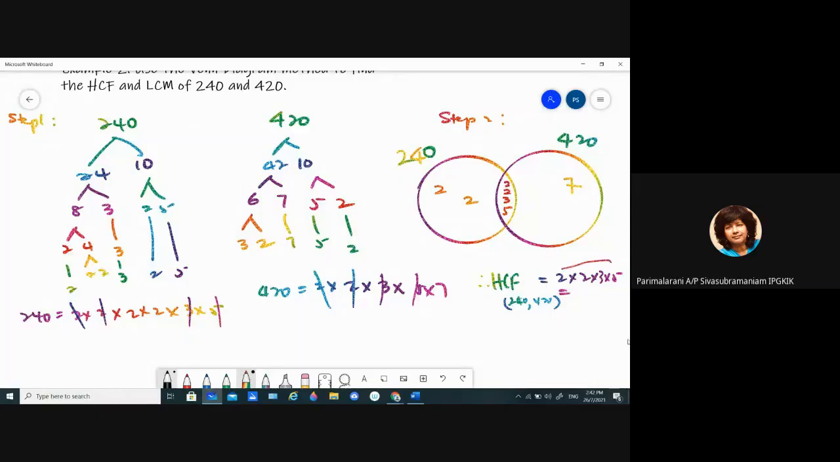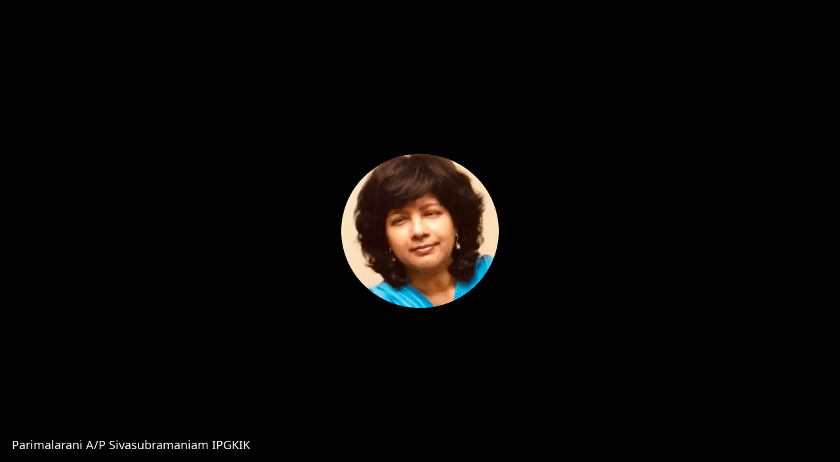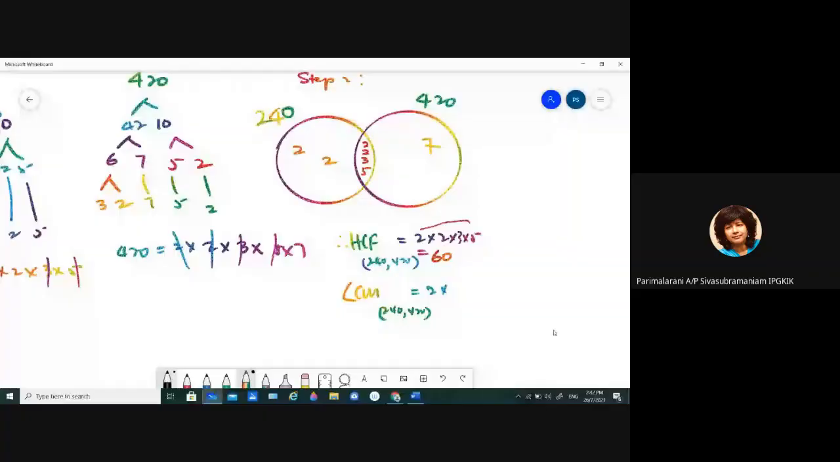So LCM for 240 and 420 is 2 times 2 times 2 times 2 times 3 times 5 times 7, everything. Okay, so how much is this? 5 times 2 is 10. Okay, so what else do we have? 3 times 2 times 2, 4 times 3 is 12, 12 times 2 is 24, 24 times 7 is how much?